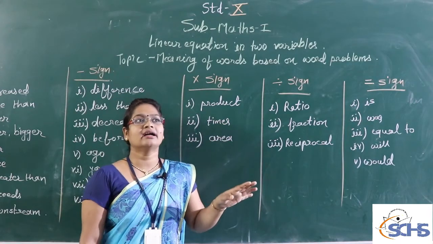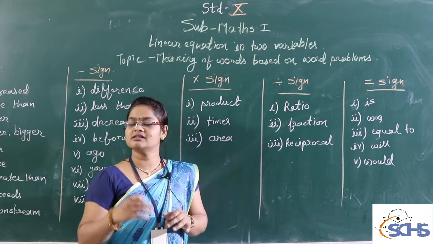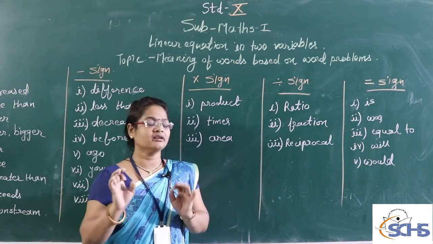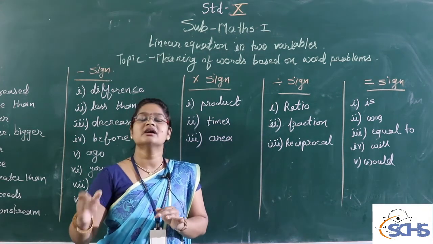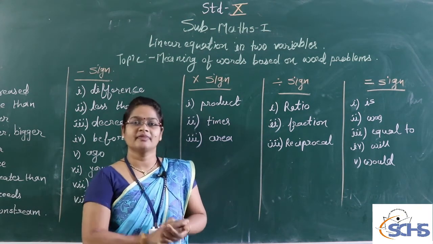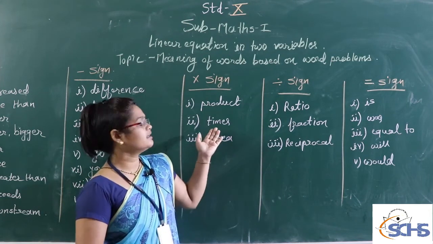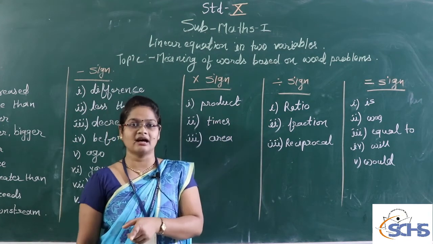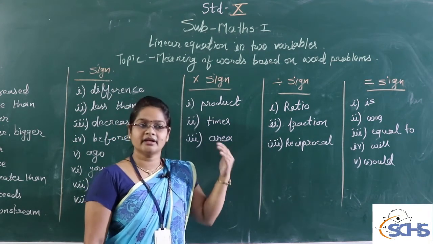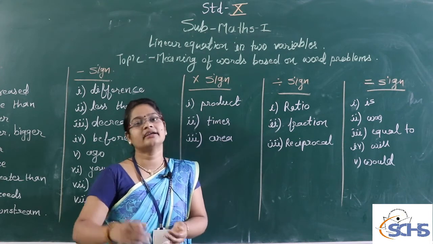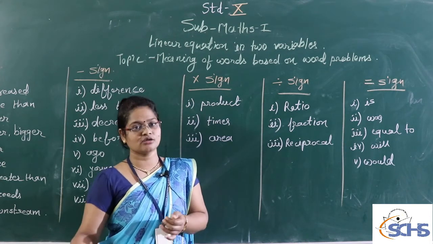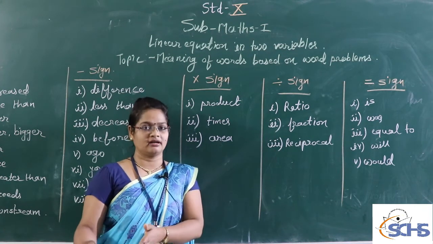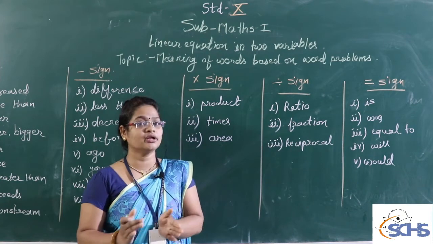Suppose it is given in the question that the age of Pradnya is 2 times the age of Sandhya. It means suppose the age of Pradnya is equal to x years and the age of Sandhya is equal to y years. So how will we write it? x is equal to 2 into y. How will you write? x equals 2 into y.